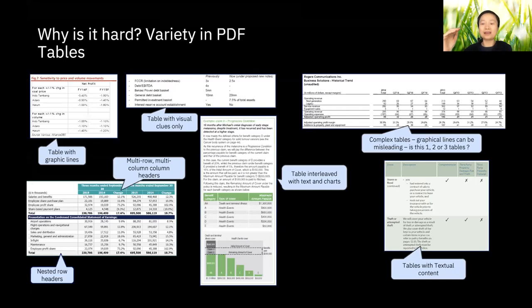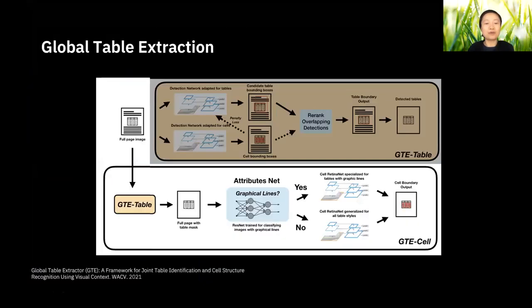So somehow we need to identify whether this is also one table or two tables. It's actually very debatable. Then we have multi-row, multi-column header tables where we need to understand how to split them out and what the corresponding hierarchical relationship is. And then we have tables with text and charts, tables with textual content. So in general, table understanding is a particularly hard problem for PDF.